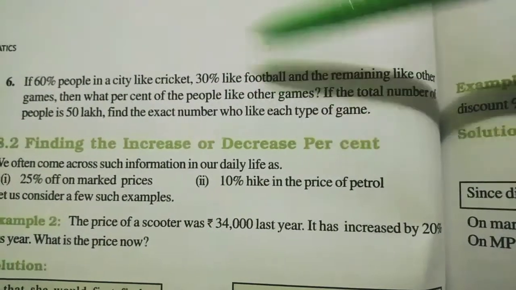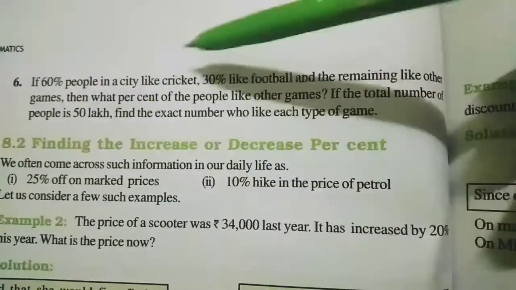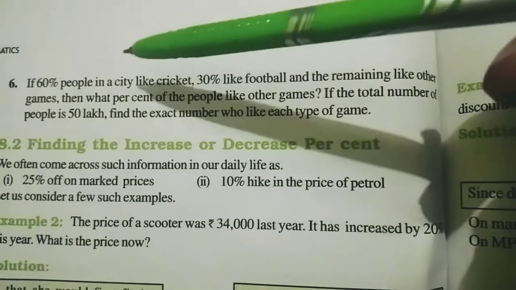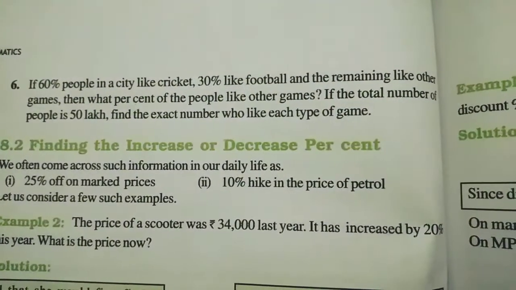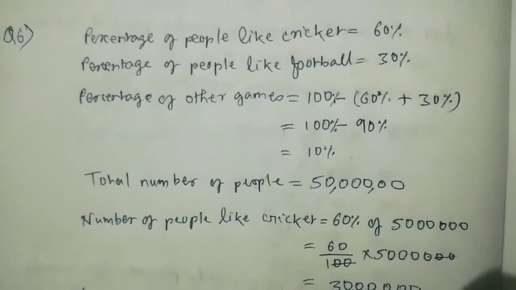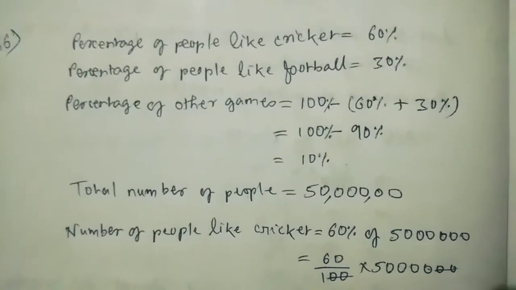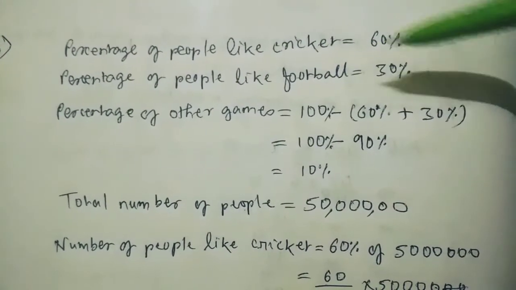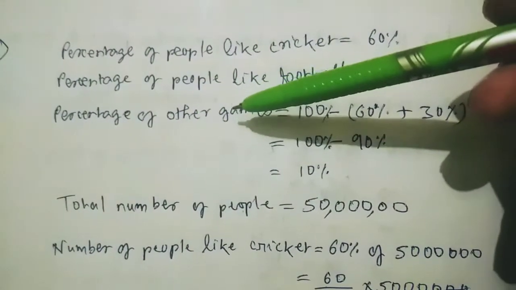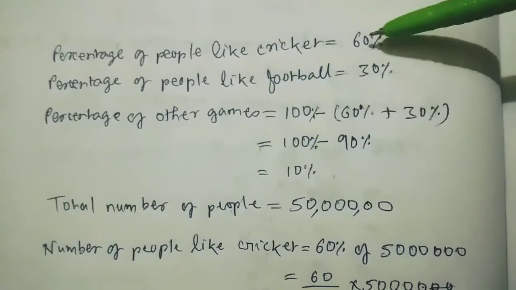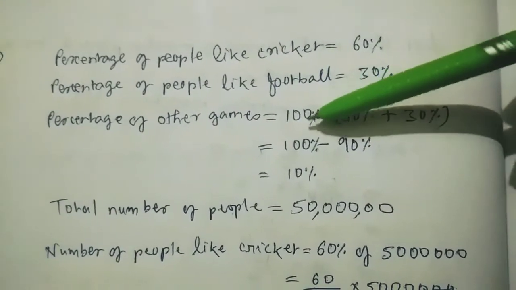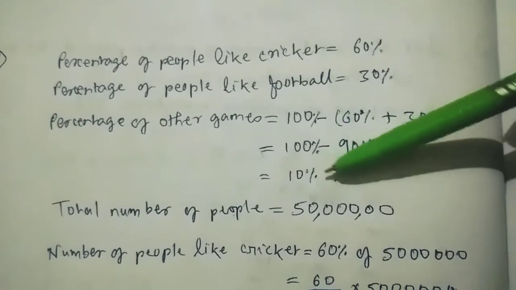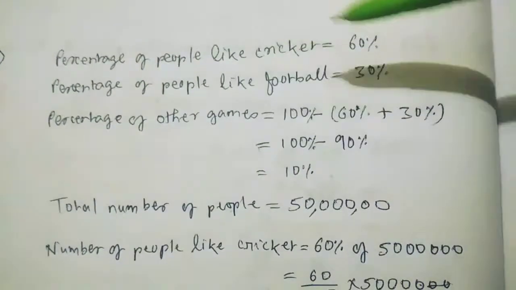So you have to find out how many people like cricket, how many like football, and how many like other games. Okay, so in this way we'll find out. Now all of you see carefully. The percentage of people who like cricket is 60%. The percentage who like football is 30%. Now what is the percentage for other games? You have to add these two and subtract from 100. So 60 plus 30 is 90. So 100 minus 90 is 10%. So 10% of people like other games.